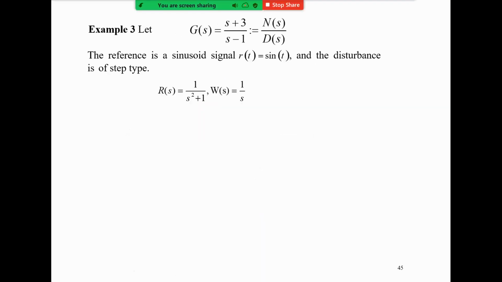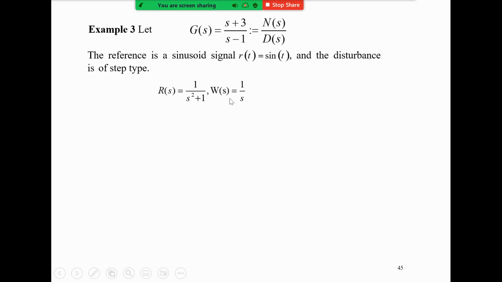Now, let's look at example 3. I have a plant. This is a very simple one. Of course, it's unstable, but it's a first order system. For the reference, we say we want to follow a sinusoid. This time it is no longer a step; the reference signal is a sinusoid. Then for the disturbance, we say the disturbance is of a step type. Look here.